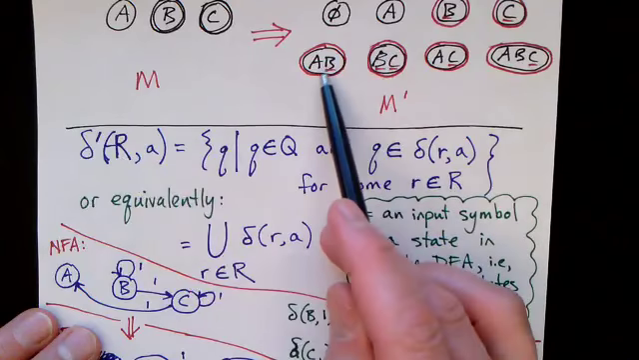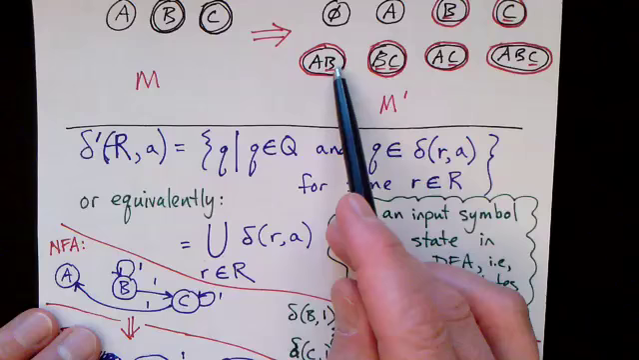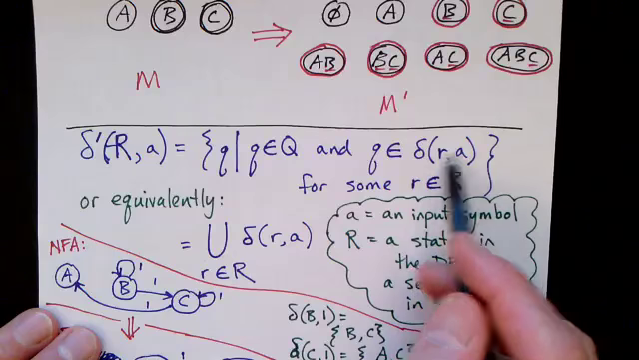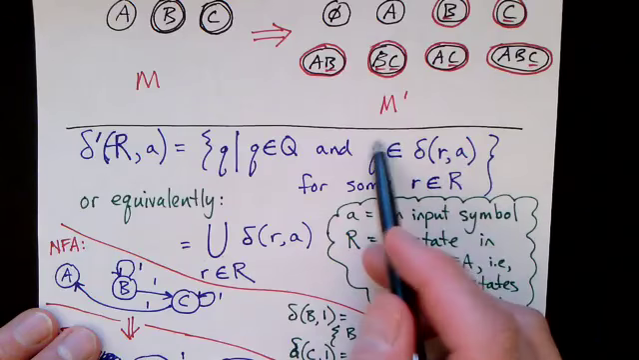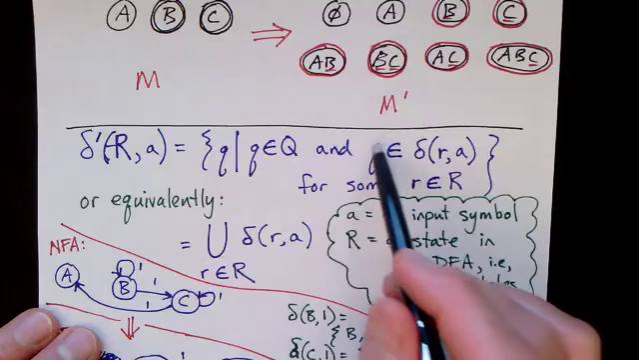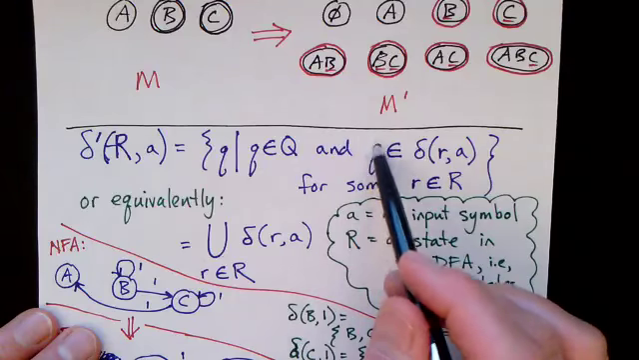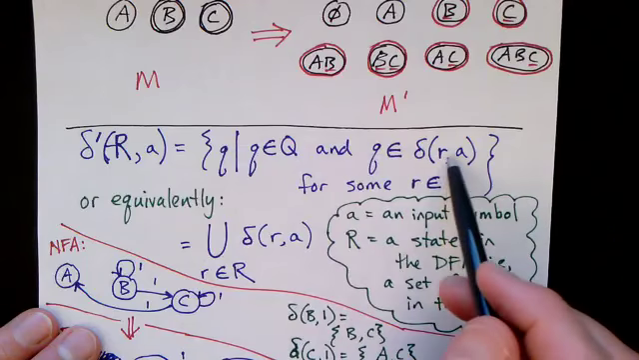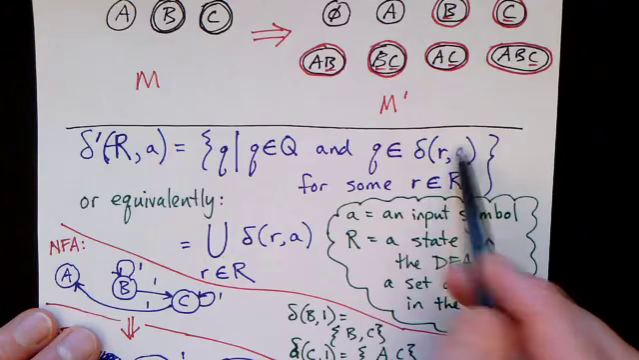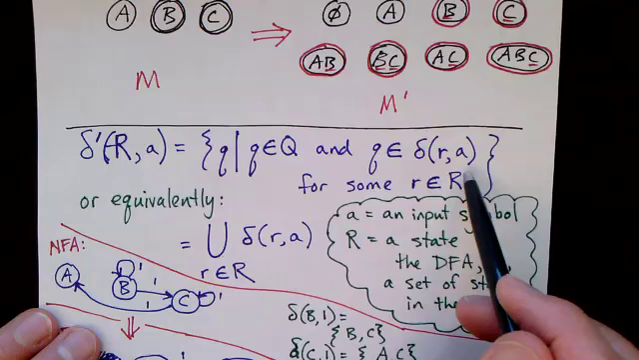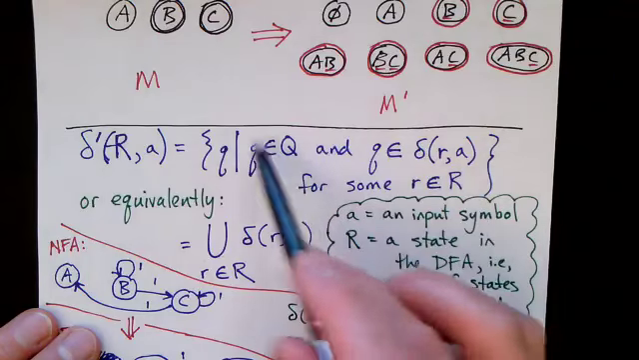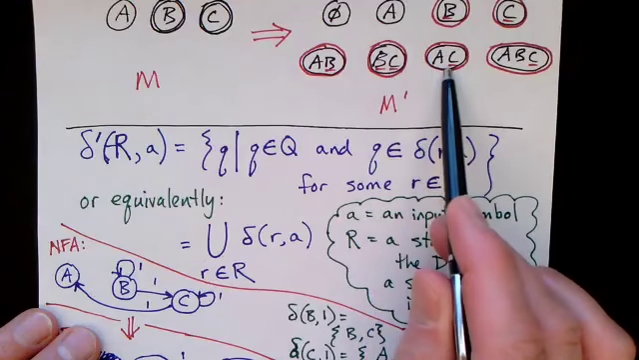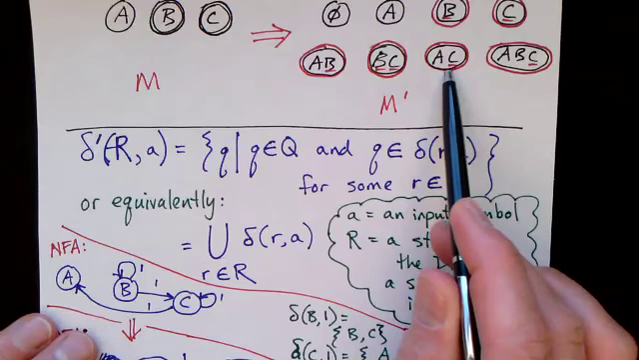So for example, if there's an edge from B to C in the non-deterministic machine on a, then we'd have to go to some state that contains a C. So we build a set of all the states that we're able to reach in the non-deterministic machine, and that set of states corresponds to a set of states or a single state in our deterministic machine that we're building.